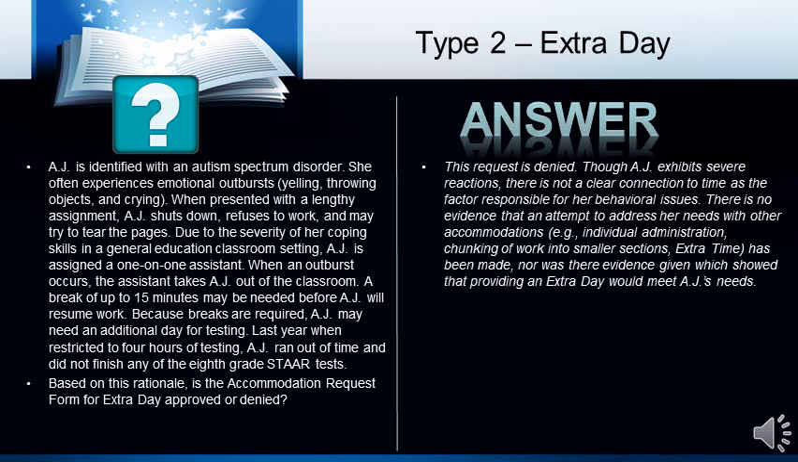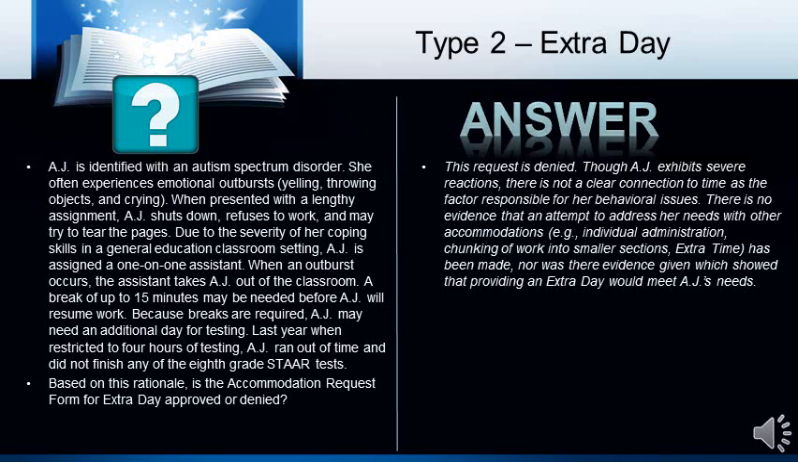And this is the last one that I'm going to go through for today. This request is for a Type 2 extra day. AJ is identified with an autism spectrum disorder. She often experiences emotional outbursts such as yelling, throwing objects, and crying. When presented with a lengthy assignment, AJ shuts down, refuses to work, and may try to tear the pages.